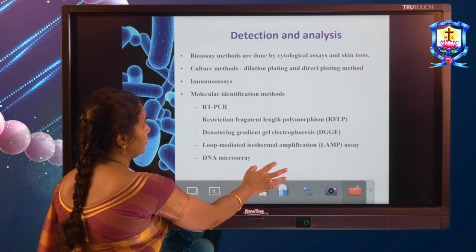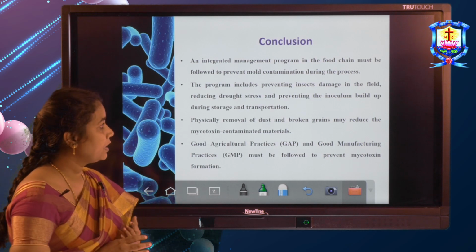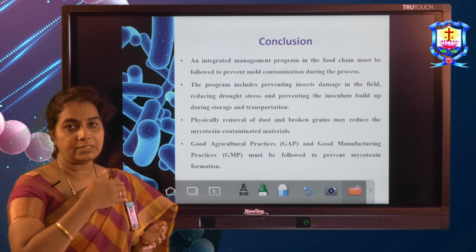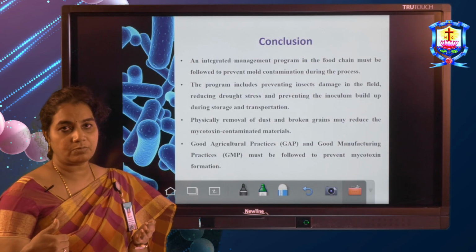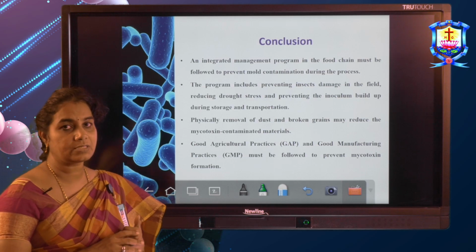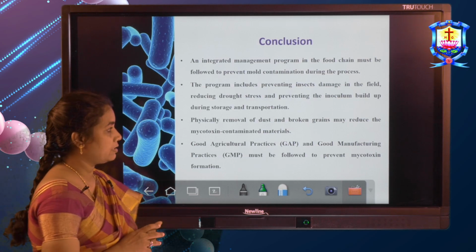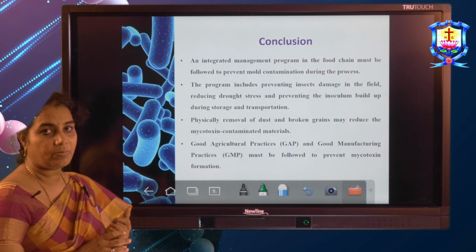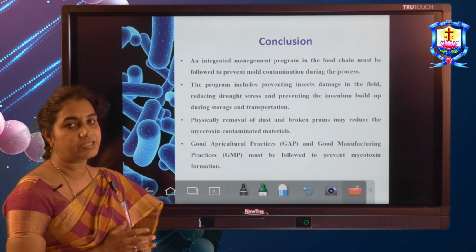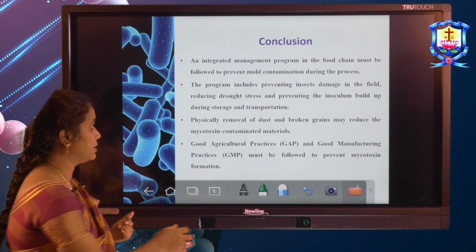and DNA microarray. Finally, if you follow an integrated management program in the food chain, starting from the harvesting point up to storage and transportation, and maintain proper hygienic conditions, you will be able to prevent this food poisoning. Especially if you physically remove the dust and broken grains, you can reduce mycotoxin contaminated materials, and by following good agriculture practices and good manufacturing practices, you can prevent this food poisoning.